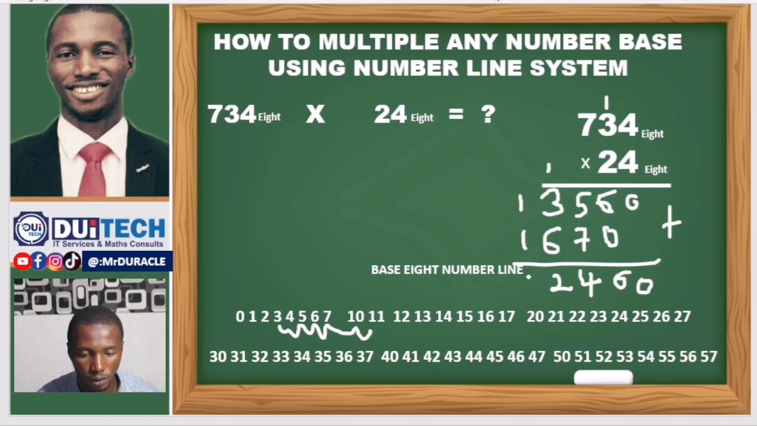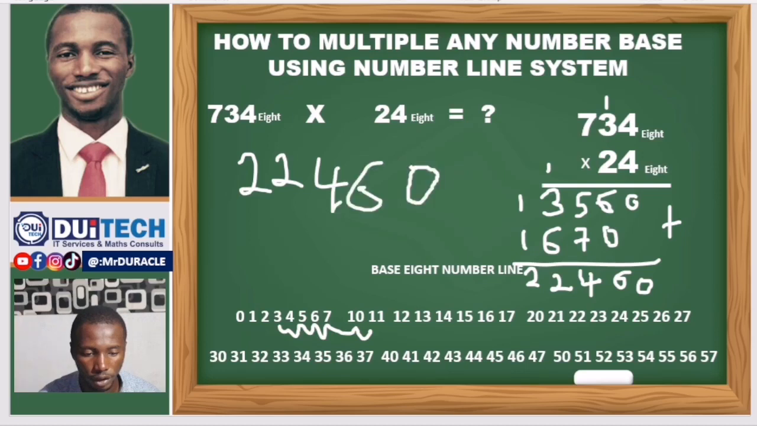So the answer is what? 2, 2, right? 4, right? 6, 0. So if you get this as your answer, you are correct. You can try the other way around, you'll get the answer. Let's go to the next question.